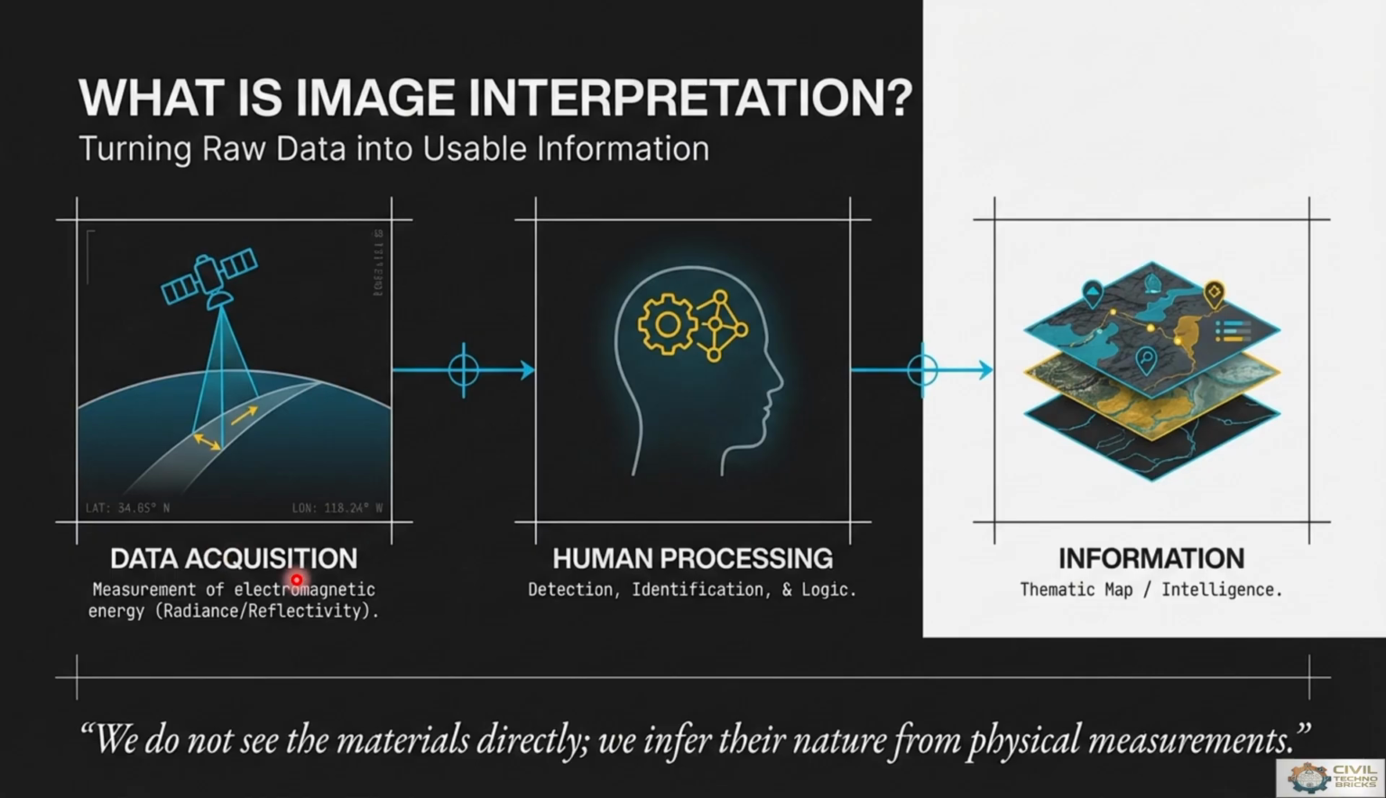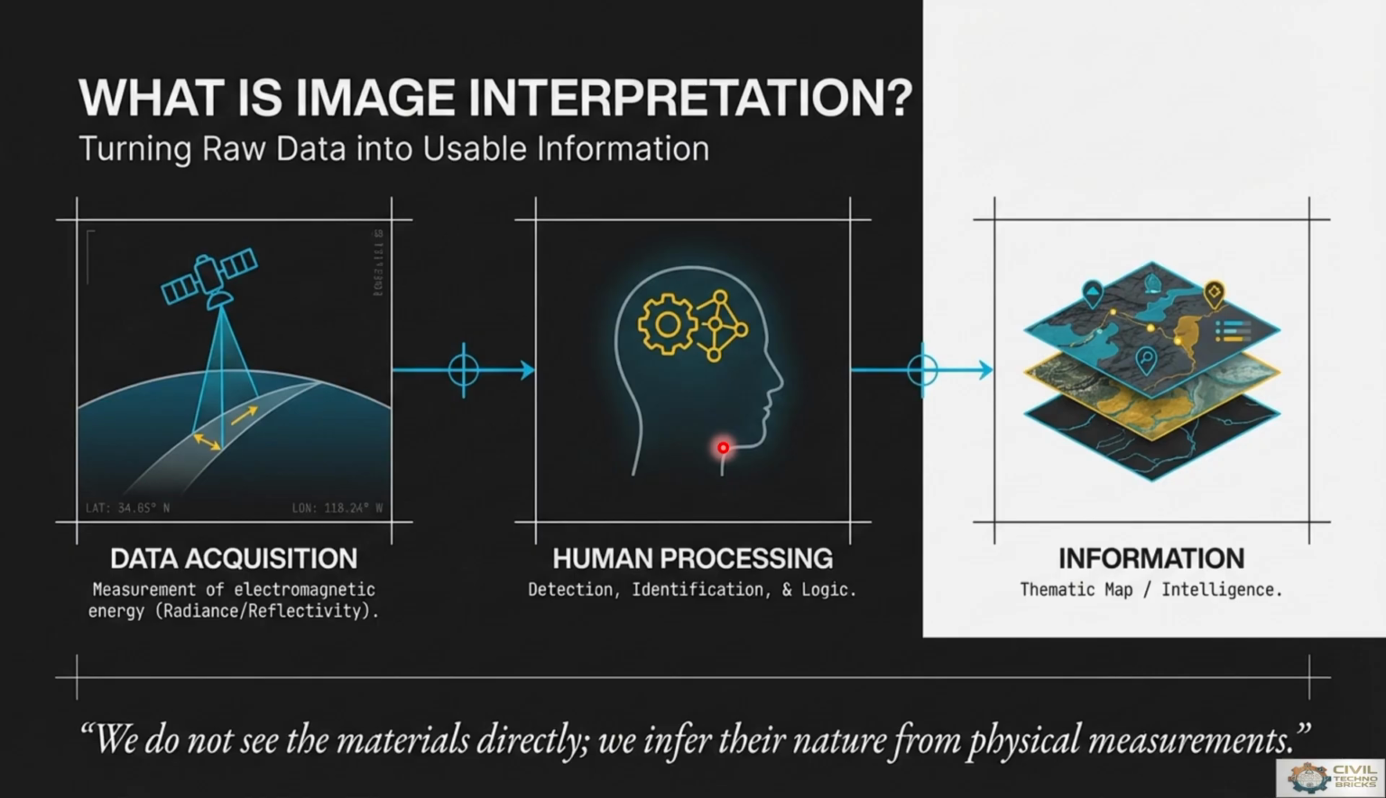Here, the data acquisition, which is related to the measurement of electromagnetic energy with reference to the radiance or reflectivity, is collected so that we can use this data with reference to the ground control points where the latitude and longitude are noted. It will be used for human processing so that we get the detection, identification and logic, or we can use that data for our objective solving.